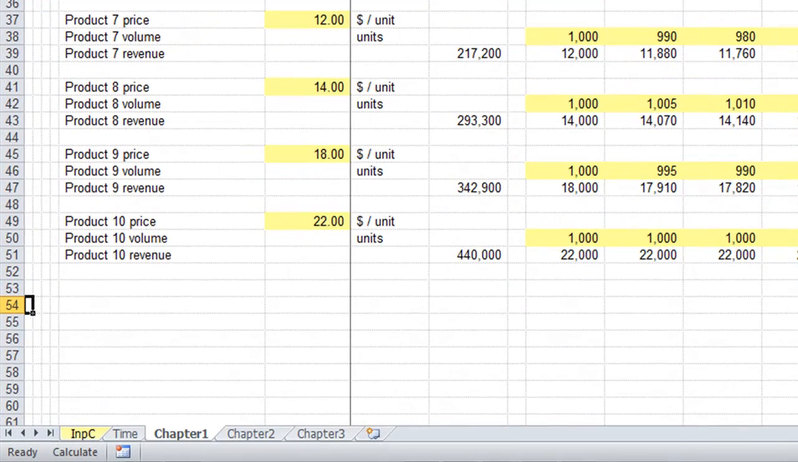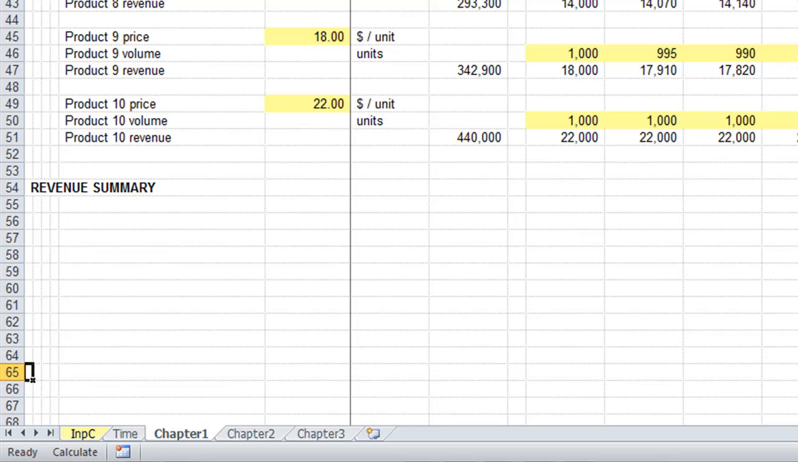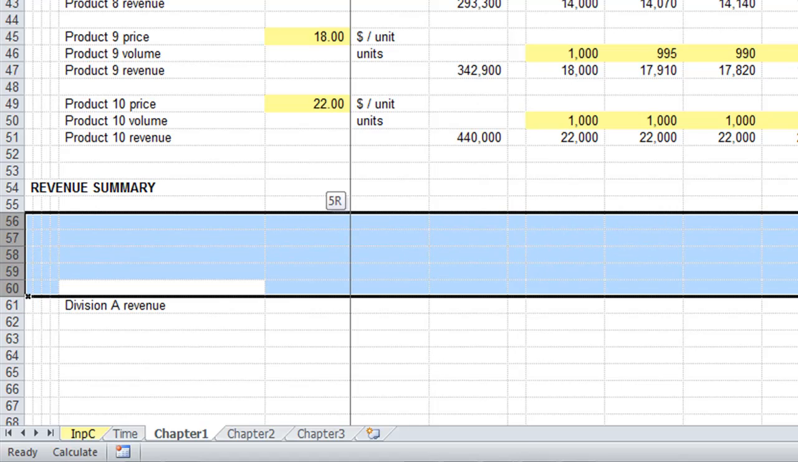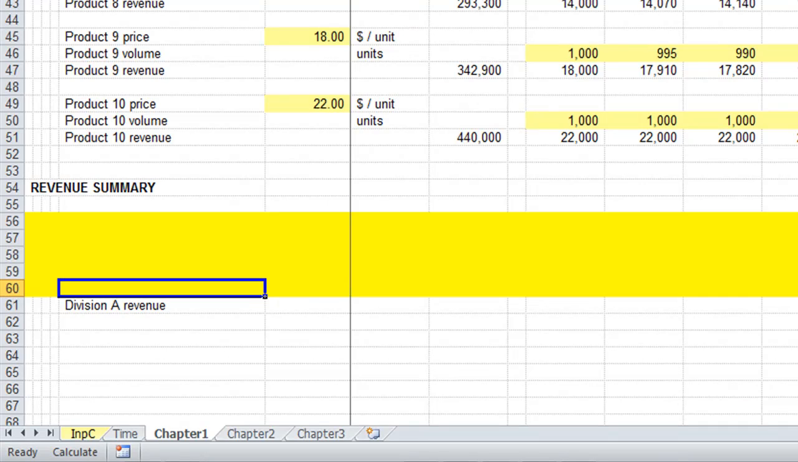So I'll go ahead and put a new main section in here for revenue summary. And by that I mean that we need to pull the constituent components for each of Division A and Division B revenue, adding up the 5 products for each of them. And hopefully I've given myself sufficient area here for ingredients. I'll go ahead and just mark what I'm up to.